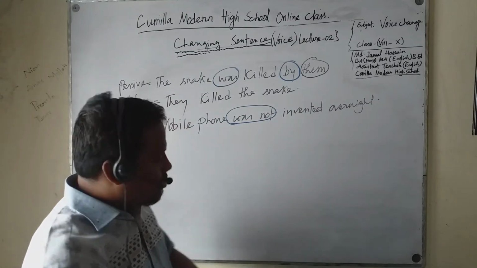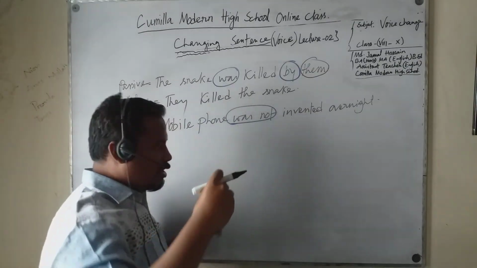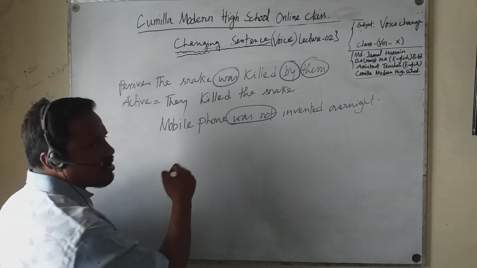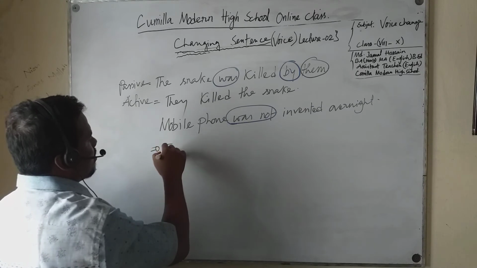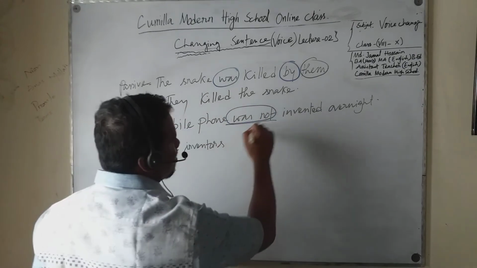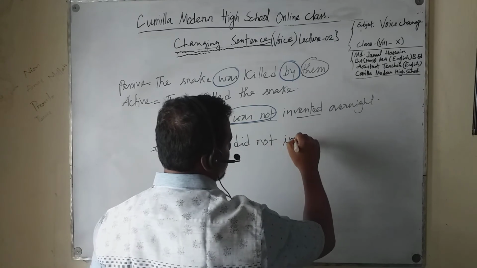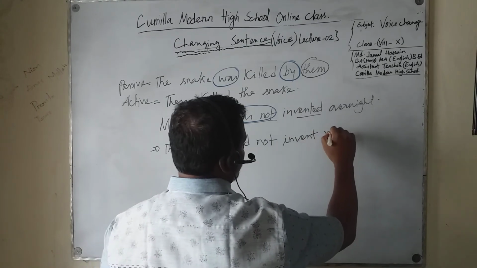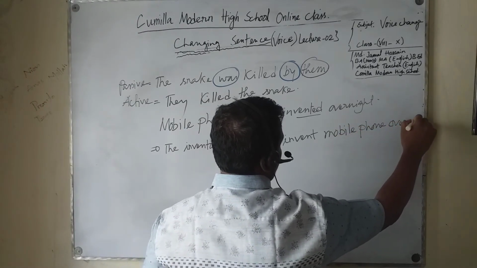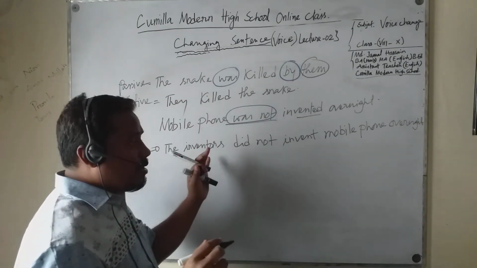Okay, so as the object of the sentence is missing, you have to put an object first, subject first, according to the sense of the sentence. So the scientists, or you can say the inventors. This is negative, that's why you have to use did not invent mobile phone overnight. Okay, I think you have understood that.